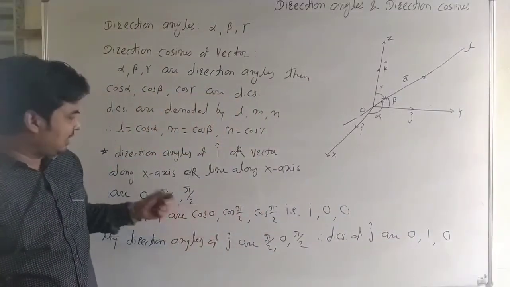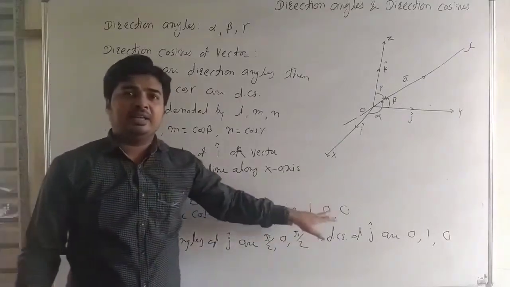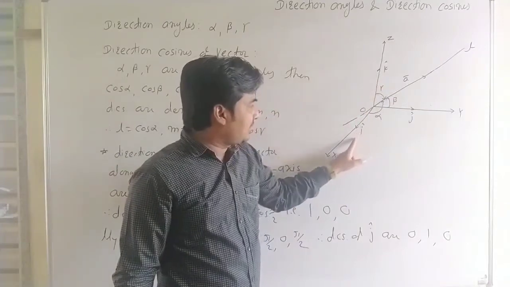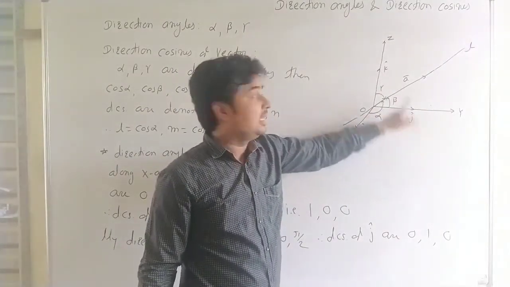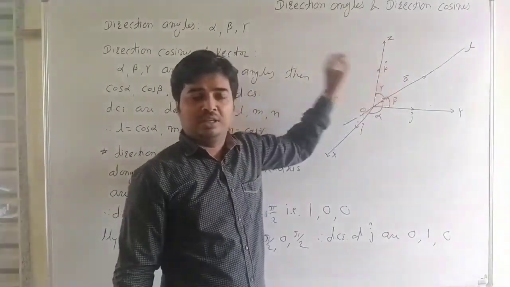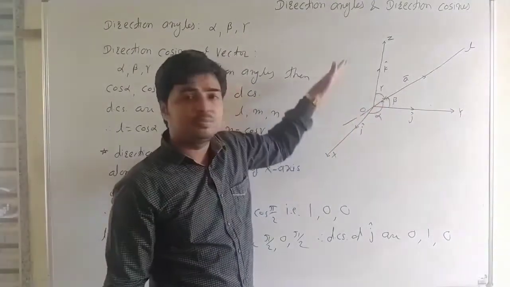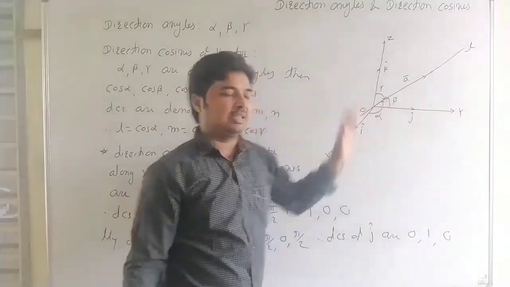Similarly, the direction angles of k cap are 90, 90 and 0. The vector k cap makes an angle of 90 degrees with the x axis, 90 degrees with the y axis, and 0 degree with the z axis. Therefore the direction angles are 90, 90 and 0, and the direction cosines are 0, 0 and 1.